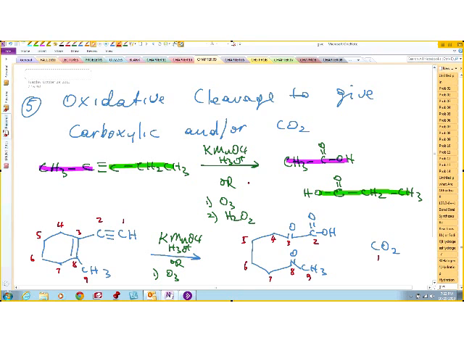Why is carbon dioxide a product here? Or why is it not the product of this here? Because keep in mind we told you that if you have a terminal alkyne, the last carbon becomes carbon dioxide, just as in the case of a carbon-carbon double bond. Okay.